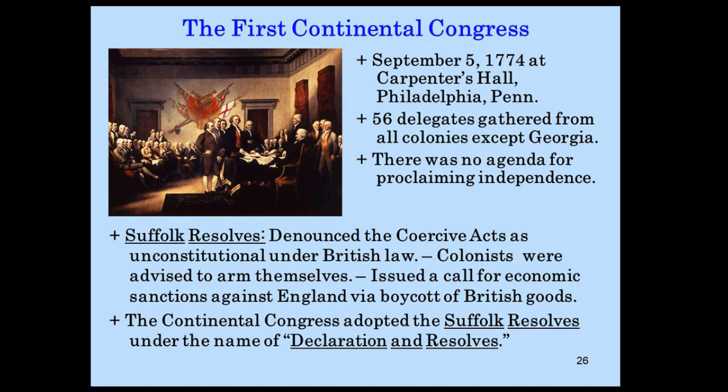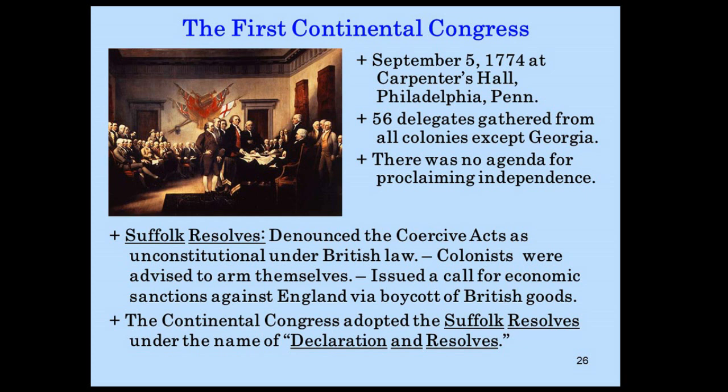Well, the group was productive. They did generate a piece of information called the Suffolk Resolves. The Suffolk Resolves, which in essence were a series of denouncements about the Coercive Acts, again, also called the Intolerable Acts, found them to be unconstitutional under existing British law.